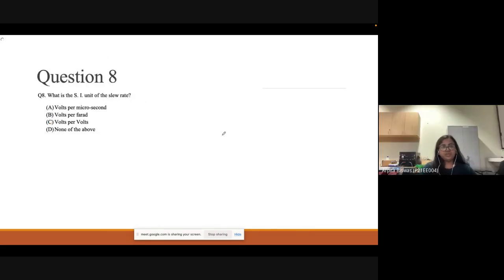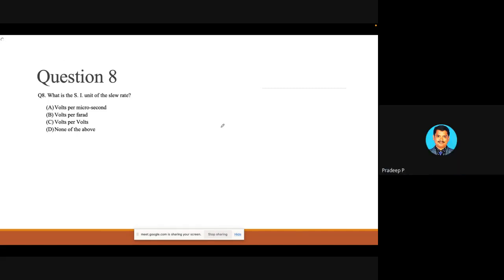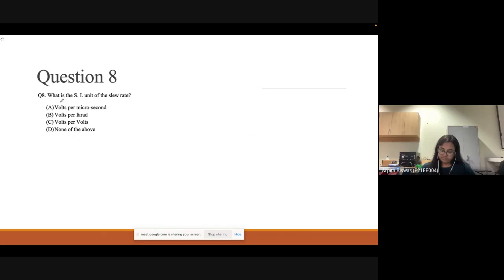This is question number 8. What is the SI unit of the slew rate? The first option is volt per microsecond, the second option is volt per farad, the third option is volt per volt, and the fourth option is none of the above. Option A, volt per microsecond. Okay.